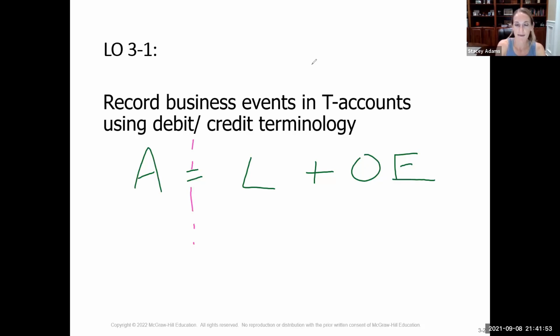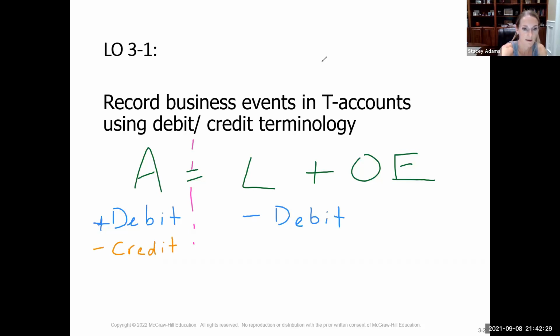So on the asset side, debit is an increase. On the liabilities and equity side, debit is a decrease. When it comes to credits, on the asset side, a credit is a decrease. But on the liabilities and equity side, credit is an increase. So what we see is that they do opposite things on opposite sides of the accounting equation.